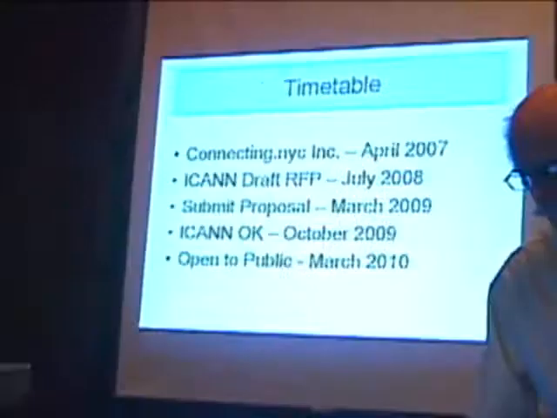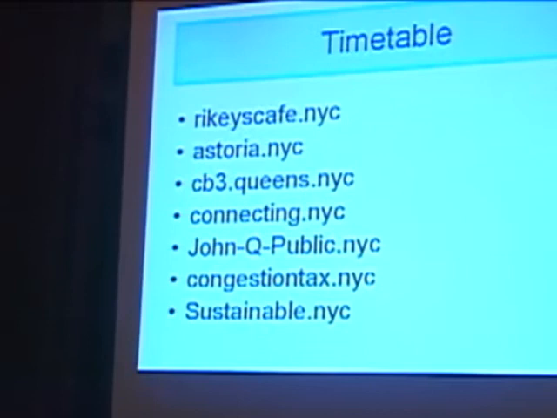Congestiontax.nyc, sustainable.nyc, these names would start to work. It wouldn't happen overnight, it'll be a slow process as people adapt. But there are certain parts that would come quicker than others. Basically, my last guess was March 2010, these names would start working. The internet would work for us, and we could start building a better city.